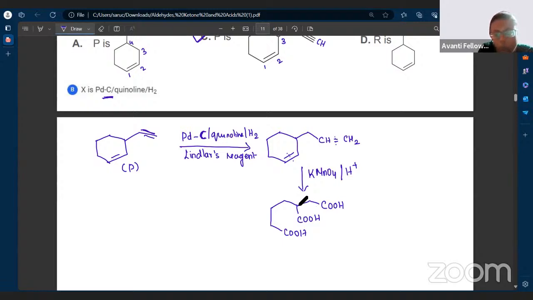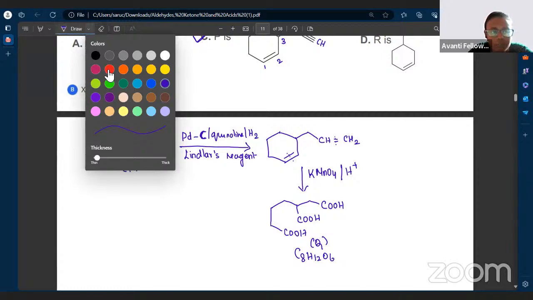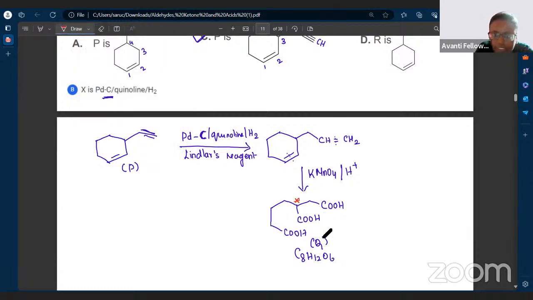Now what is given is that Q is an optically active acid with the formula C8H12O6. So you have 6 oxygen, 8 carbon and 12 hydrogen. You have to check whether it is optically active. Do you have any chiral center in Q? Is it optically active? Yes. This is your chiral center. So you got Q.